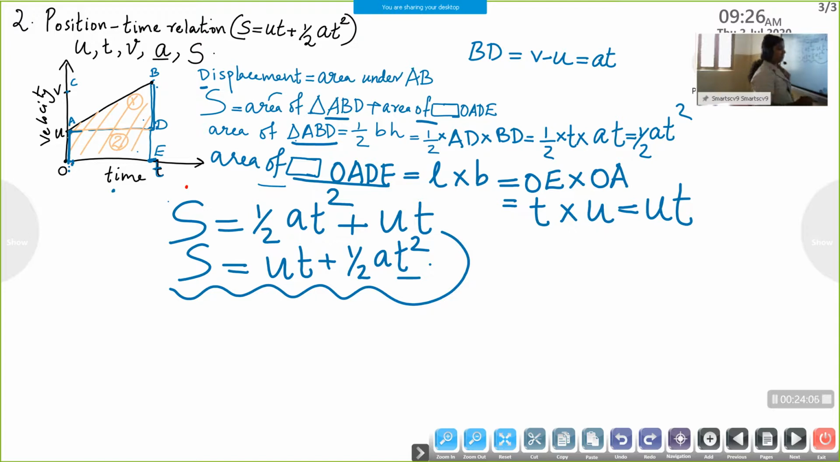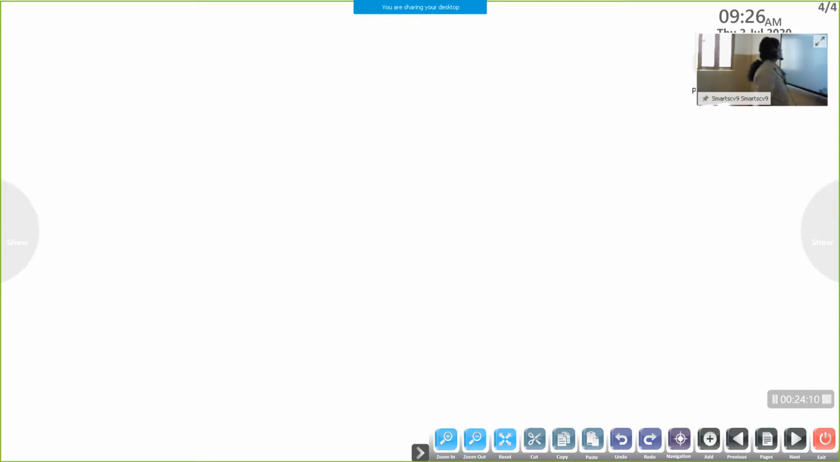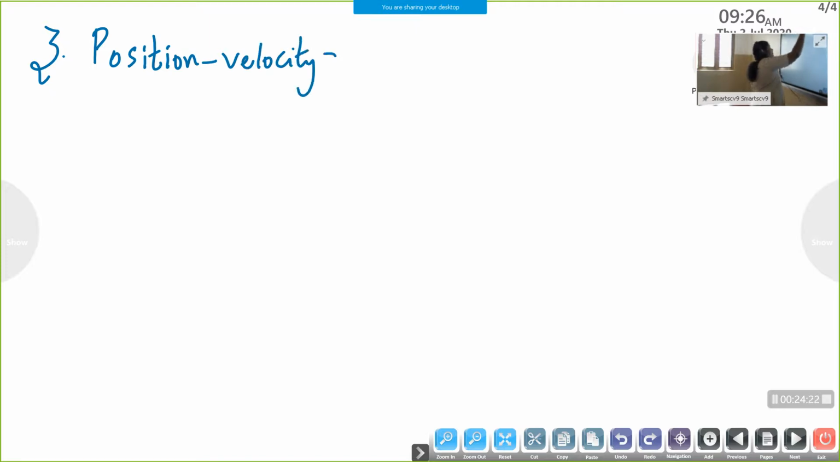So the third and final equation of motion I will show you, that is number 3. It is the position velocity relation.